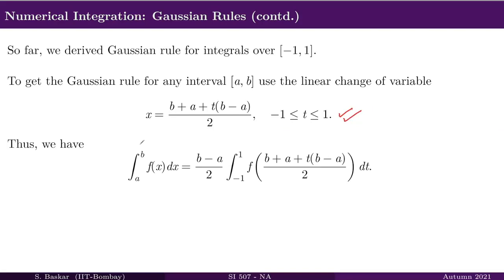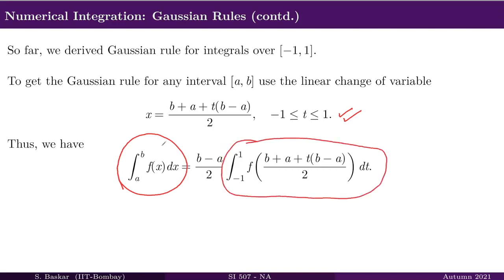So what you have to do, you want to evaluate integral a to b f of x dx, but Gaussian rule is only given for integral -1 to 1. Therefore, you have to apply Gaussian rule to this integral, not to this integral. Okay, you have to apply Gaussian rule to this integral. You should not forget this.